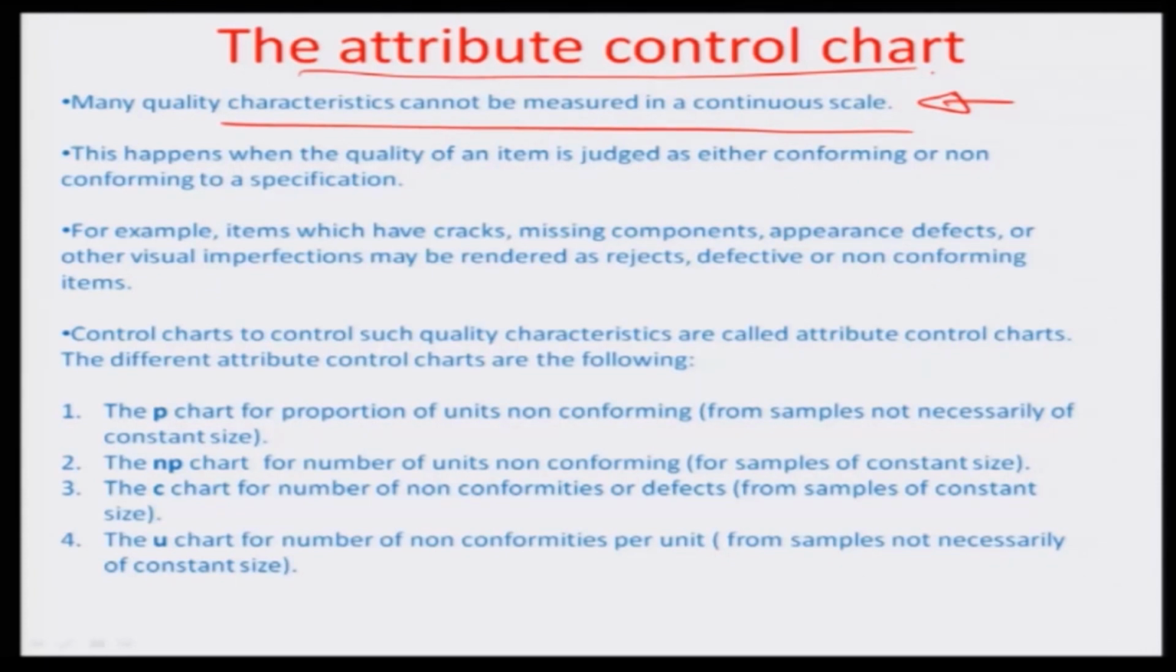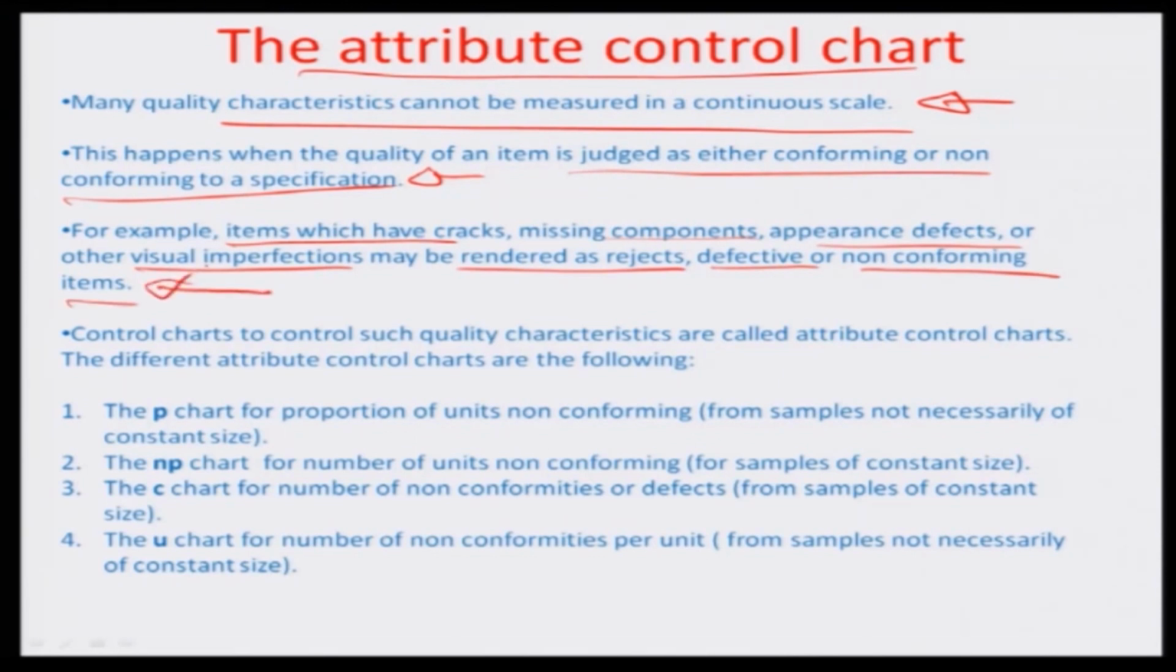So this happens when the quality of an item is judged either as conforming or non-conforming to a specification. You can have, as I told you, different examples in the car. Many other examples exist, like items having cracks, missing components, appearance defects, visual imperfections, which may be rendered as rejects, defective, non-conforming items. So basically these are things for which there is no measurable basis of recording, and that chart is known as a P chart.